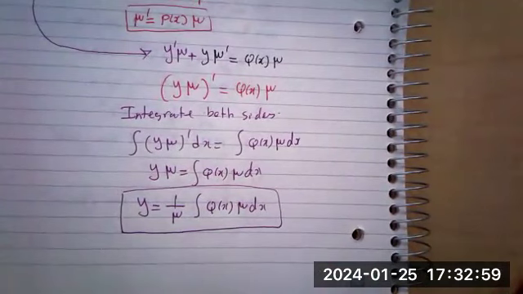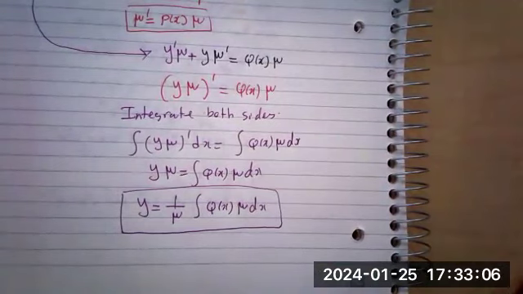Why wouldn't the mu's cancel? Can you pull it out, or is that not allowed? Mu is a function of x. You cannot pull it out. The first one you could pull out because that was part of the differential.